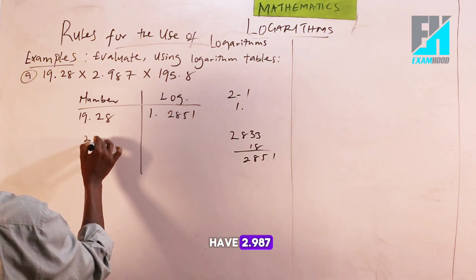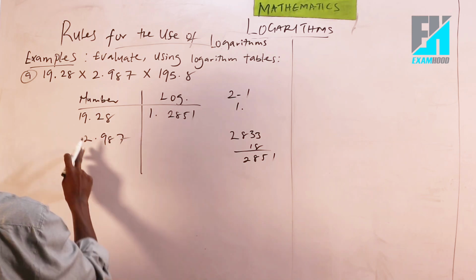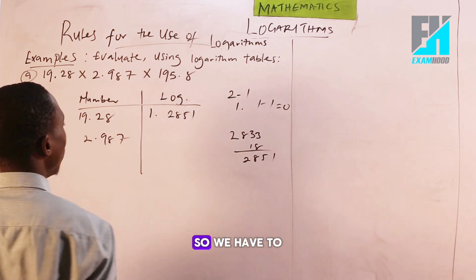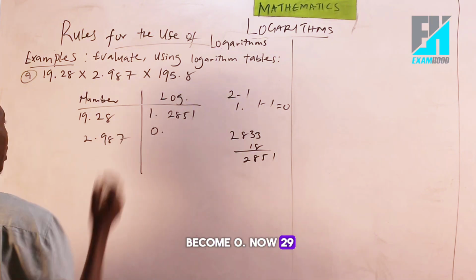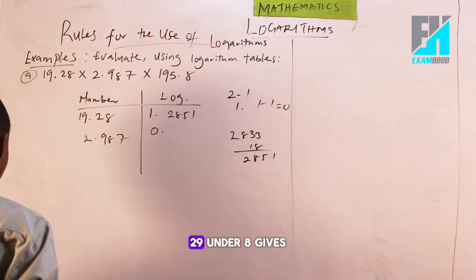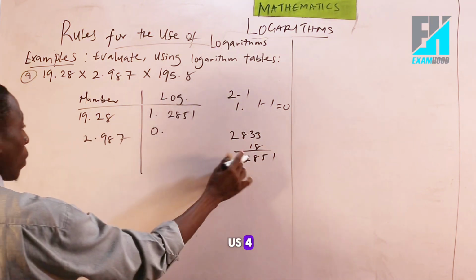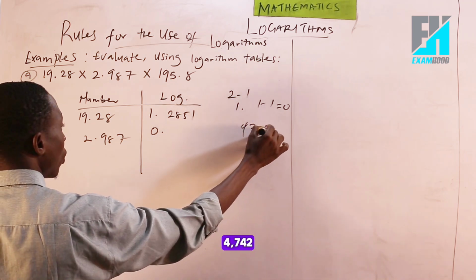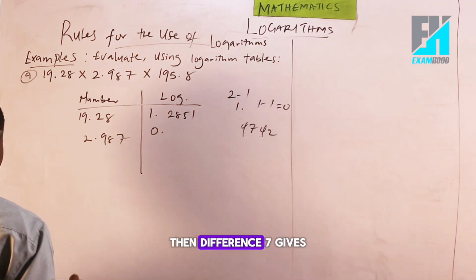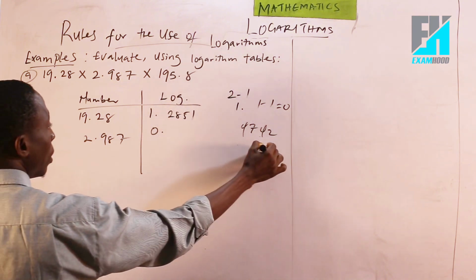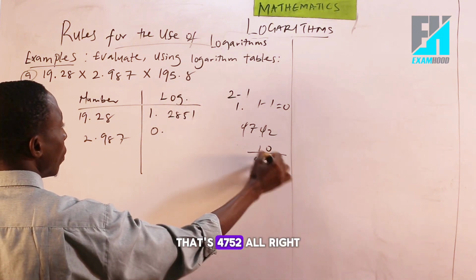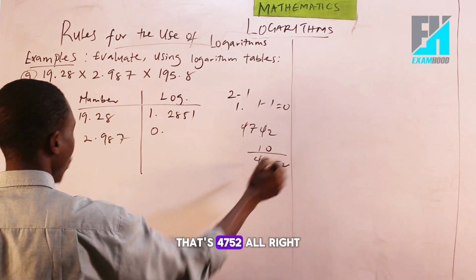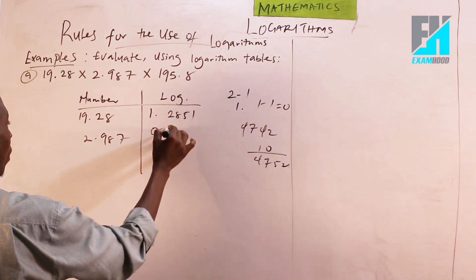We have 2.987. Counting this, we have just 1 digit. That is 1 minus 1, which gives us 0. So we have it to become 0 point. Now, 29 under 8 gives us 4742. Then difference 7 gives us 10. That's 4752.